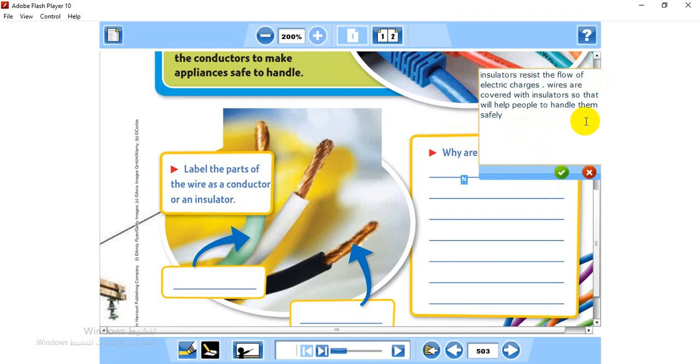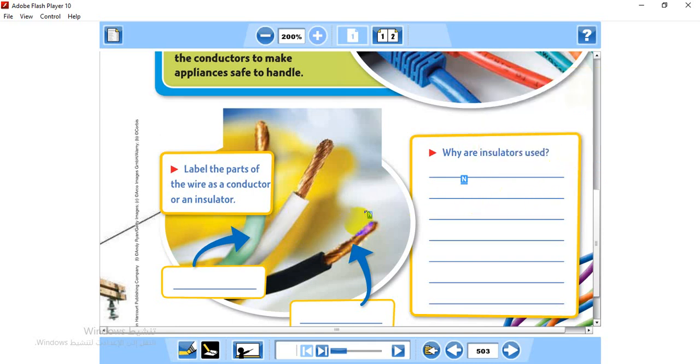Insulator resists the flow of electric charges. First of all, there are two reasons. Because the insulator resists the flow of electric charge, okay? What else? Wires are covered with insulators because it will help people to handle them safely, okay guys, so you can touch it easily without any problem.